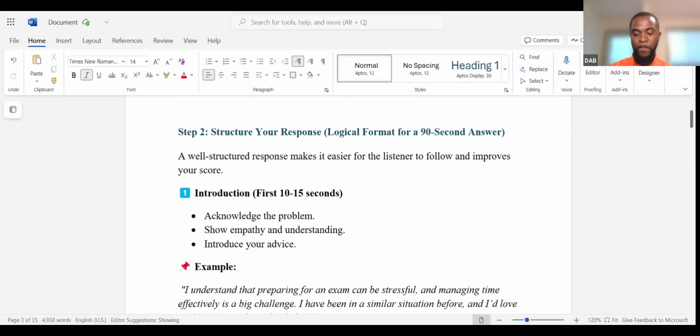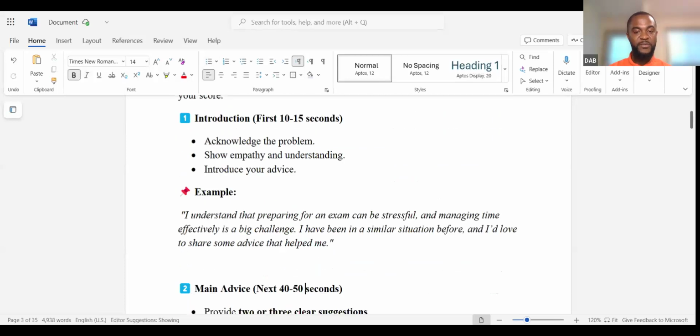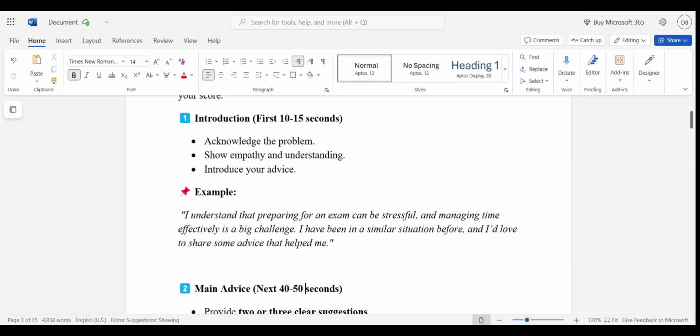For example, when you're asked to advise a friend who is preparing for an exam, you give the person advice. So this is an example. I understand that preparing for an exam can be stressful and managing time effectively is a big challenge. I have been in a similar situation before, and I would love to share some advice that helped me. That is your introduction.